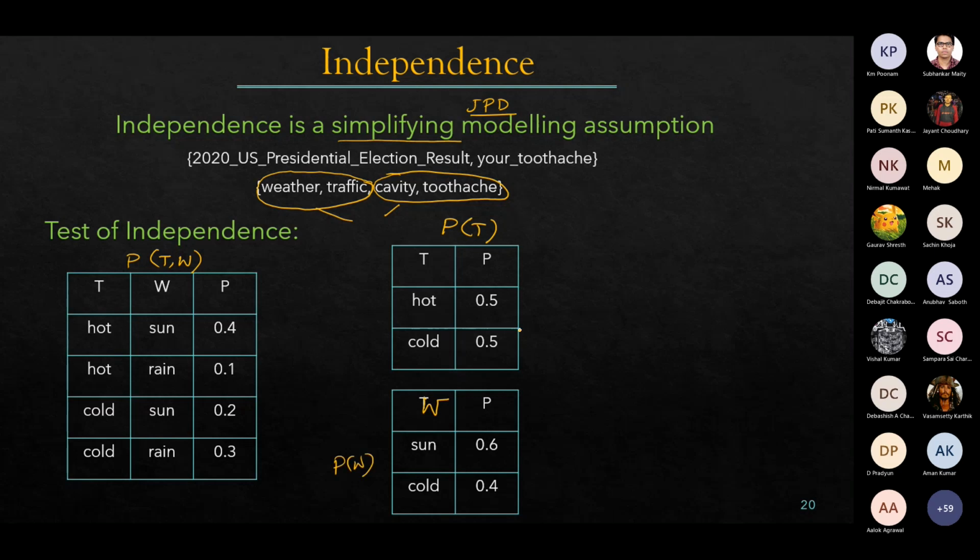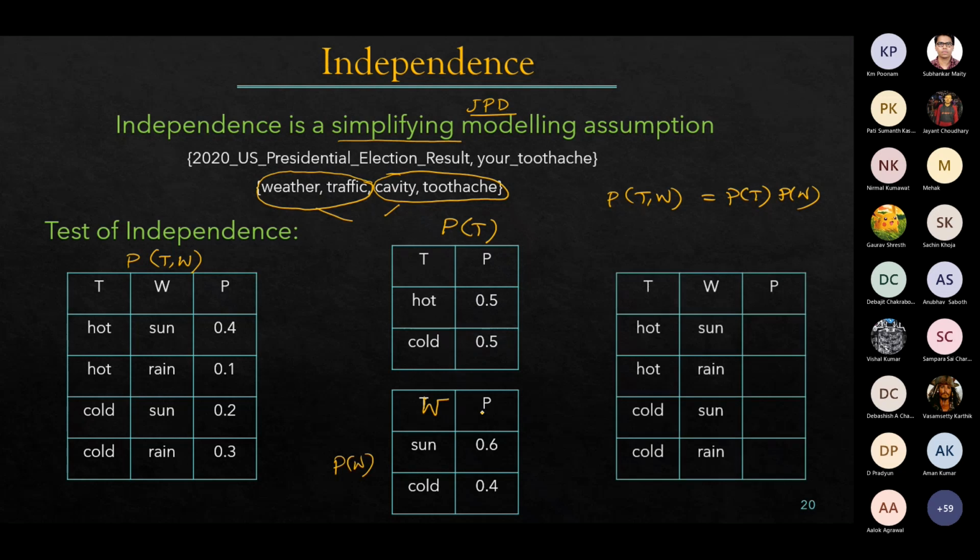Now, if these two events are independent, I can reconstruct the joint probability distribution table from these two. How do you do that? Basically you can say P(T,W) is equal to P(T) P(W). So that's how we can do it, right? Now if you multiply this, you'll be having this, say P1(T,W). So this is a kind of new joint distribution that I'm trying to get out of these two marginalized distributions, right?